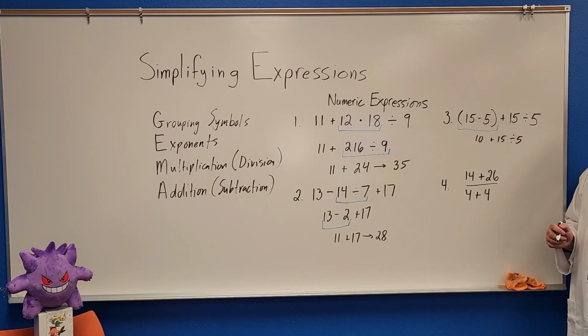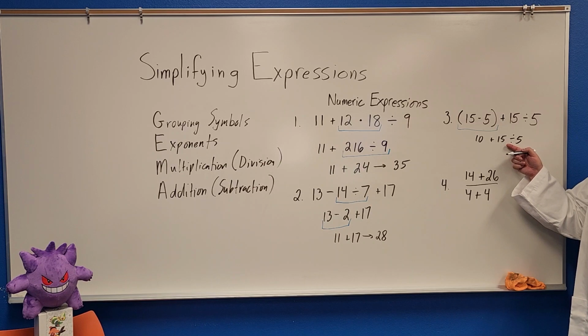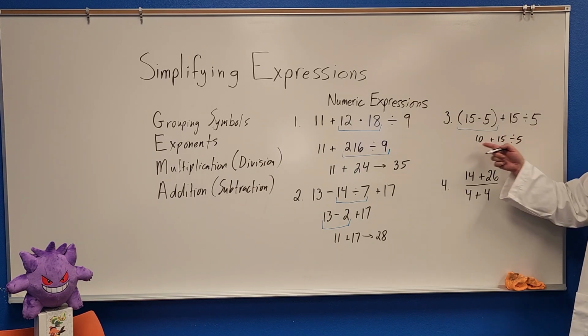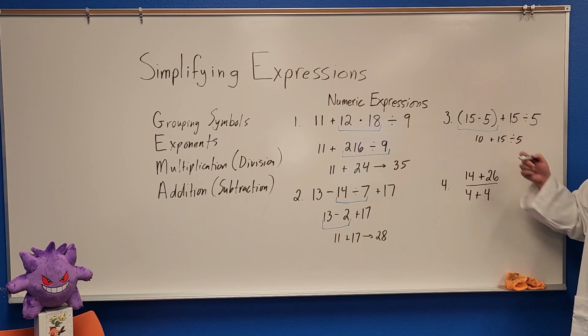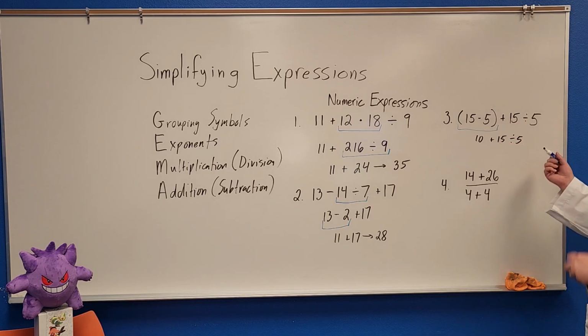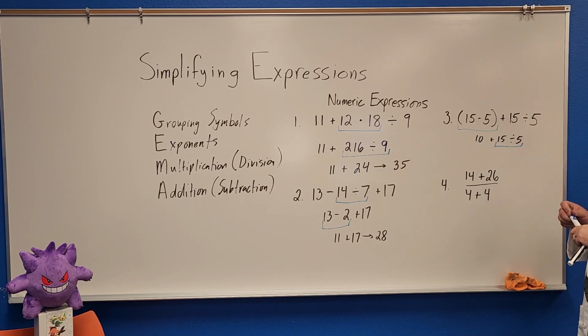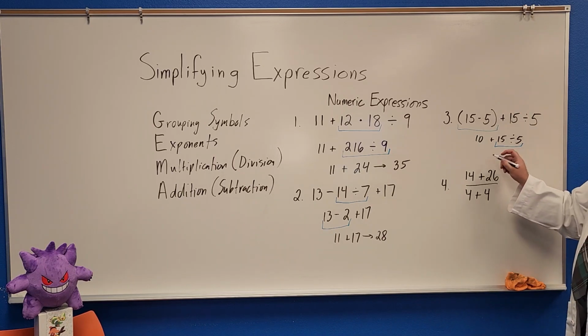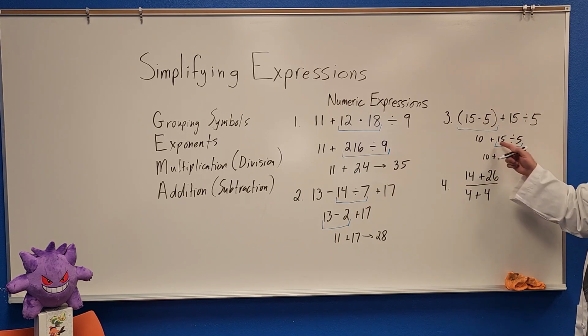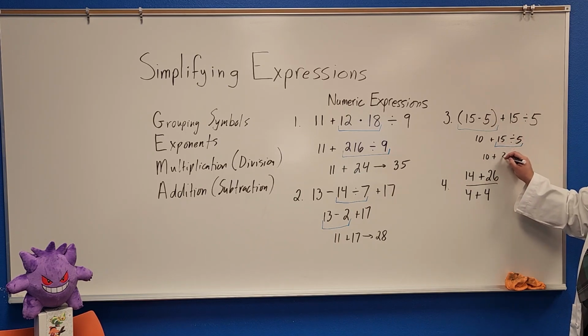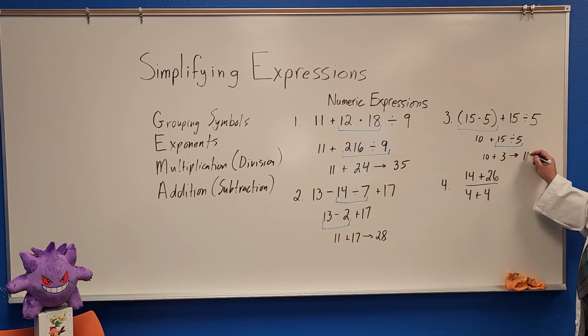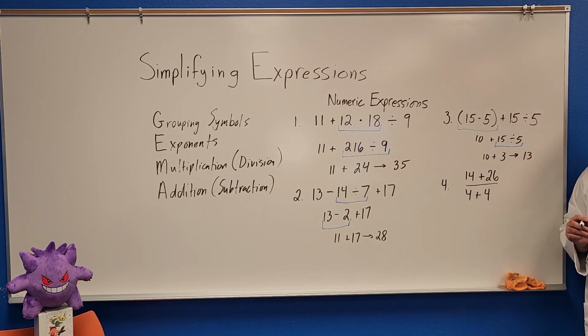And now with my new expression, I see division. I don't see any exponents, so I can skip that step, and now I'm down to multiplication and division. I see a division, so I have to do this step next. Bring down the 10, bring down the addition, and now 15 divided by 5 is 3, and 10 plus 3 makes 13.